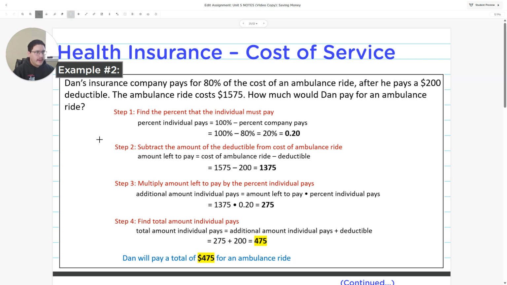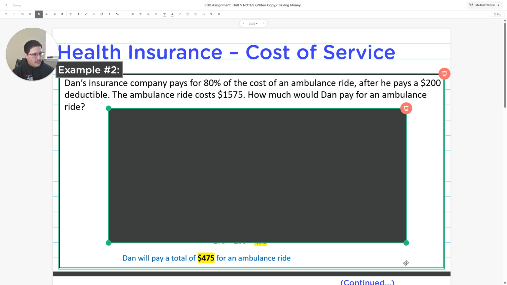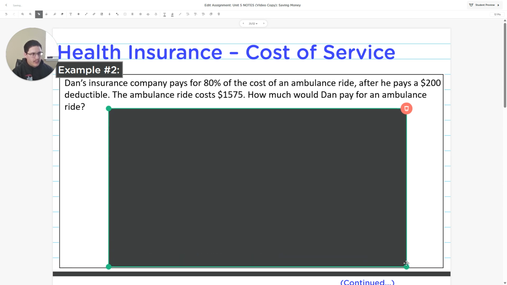Okay, so here is an example. Let me cover this, and then, like I said in the previous problem, we will reveal it as we go.